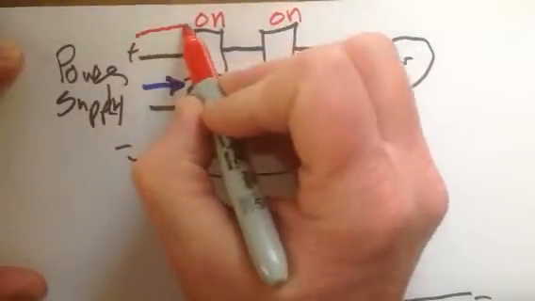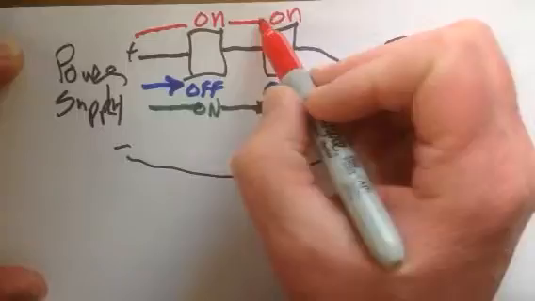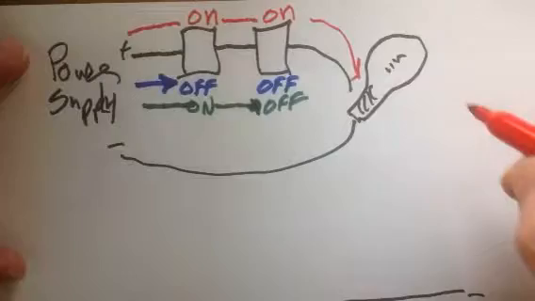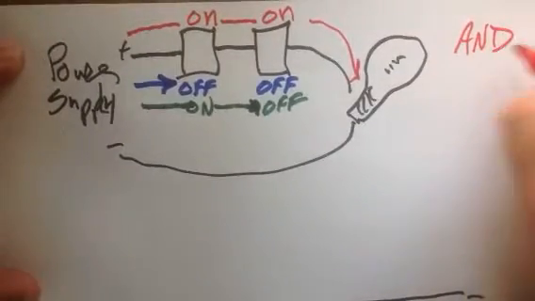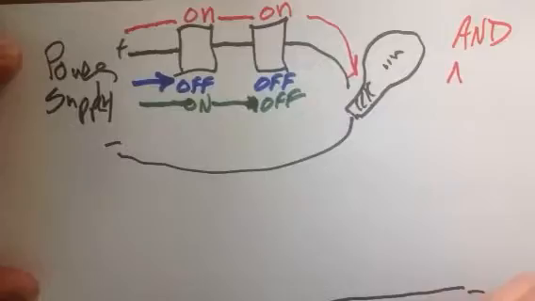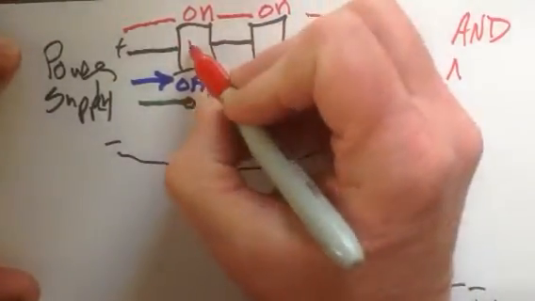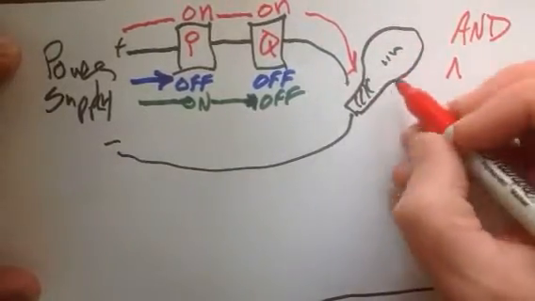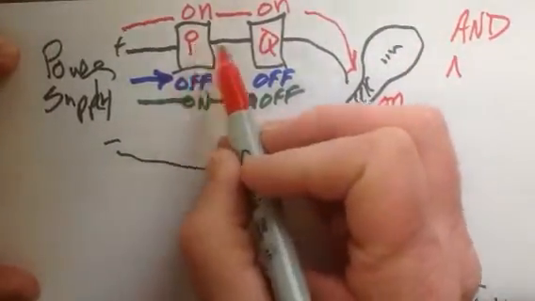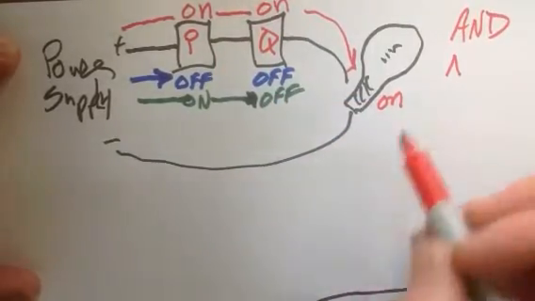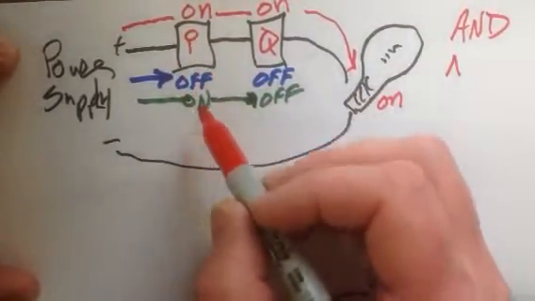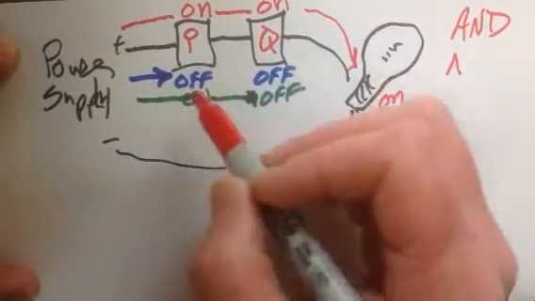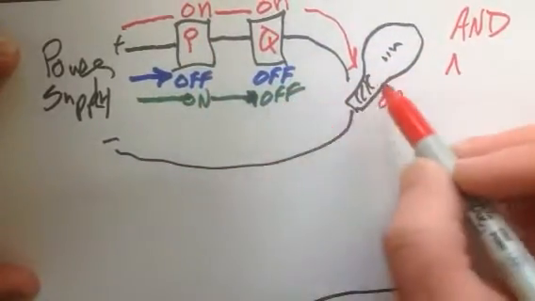Then the power goes from the power source to the first switch, goes through the first switch, goes through the second switch, and goes into the light. And what this represents is the AND, A-N-D, in logic, or that symbol. So if we were to label this switch P and this switch Q, then the only time that the light would be on is if both P and Q are on. That's the only time. The other scenarios, P off and Q off, no power on. P on, Q off, no power on.